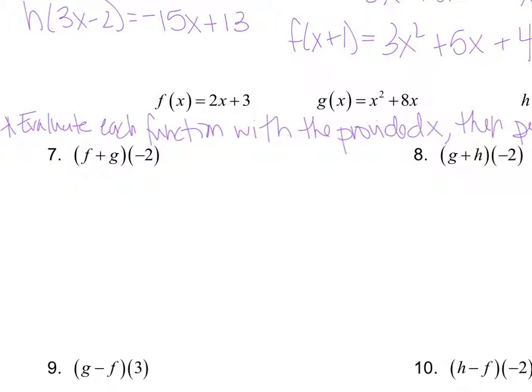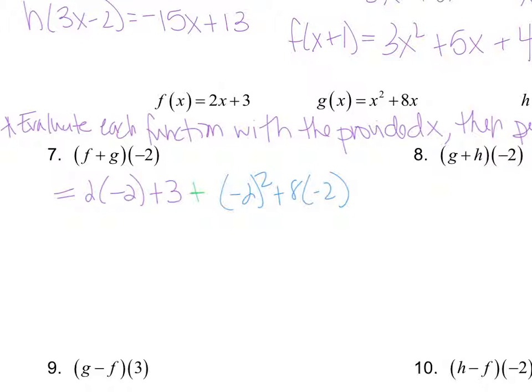So the given x is -2, and we're using f and g, okay? So for f, we have 2 times -2 plus 3. Okay, and then we're going to write in the indicated operation, so plus, and then the g function, so -2 squared plus 8 times -2. Okay, and then from there, you just follow the order of operations.